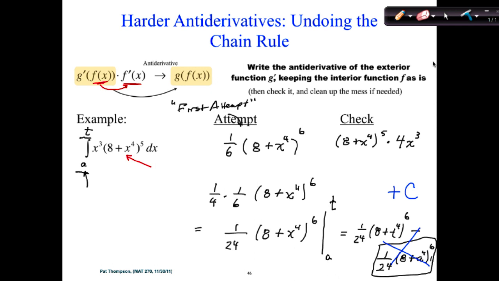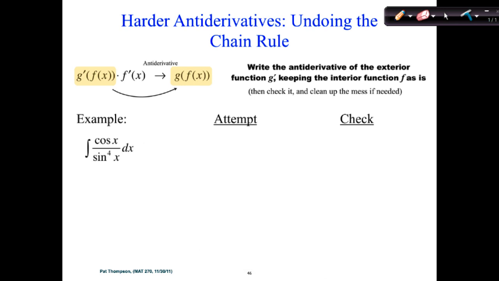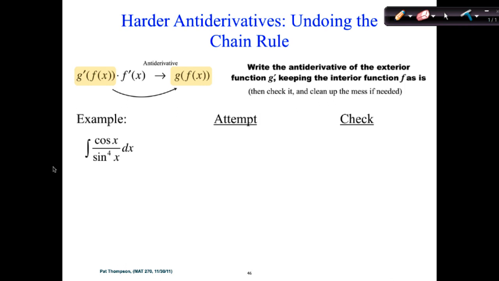Any questions on finding this antiderivative? All right, next one. Okay, how is this one different? What is it about it that makes it not look like chain rule? Yeah? Sine fourth of x instead of like sine x to the fourth. Okay, that's one part of it. Yep. So cosine x over sine x all to the fourth. That's good, but it still doesn't look like what we need it to look like. Why not?